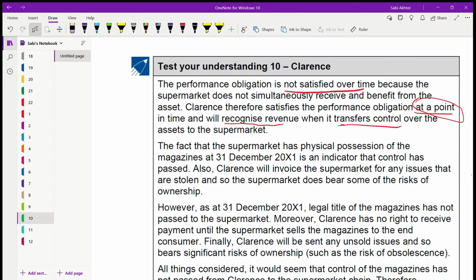So the fact that the supermarket has physical possession of the magazines at this date is an indicator that control has passed. Also, Clearance will invoice the supermarket for any issues that are stolen, and so the risk is borne by the supermarket. Because if any issues are stolen, Clearance will invoice the supermarket for that. So the supermarket has a risk.